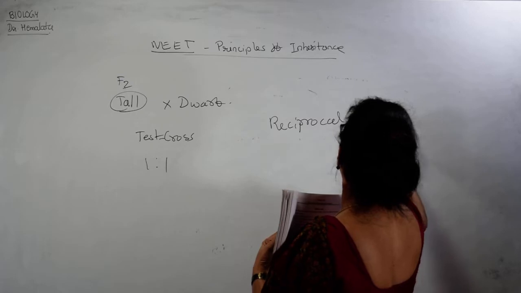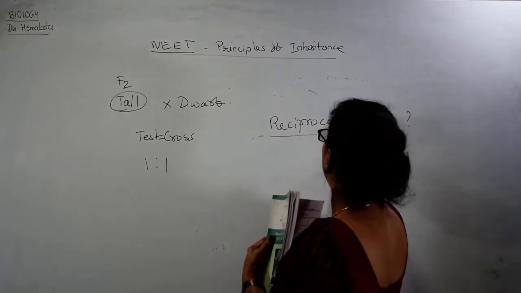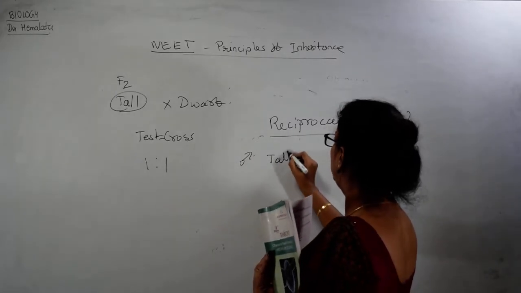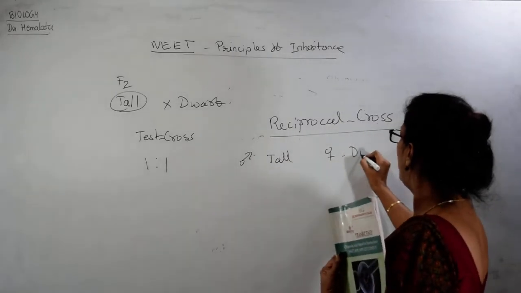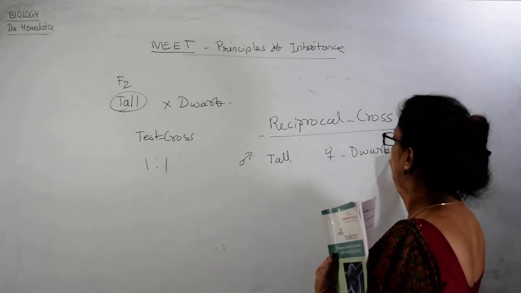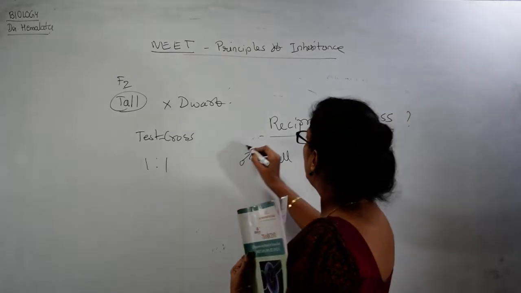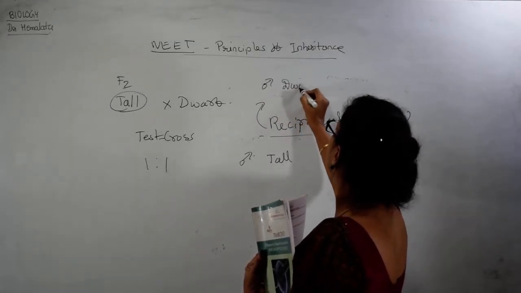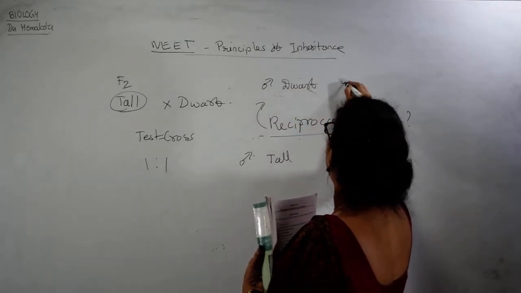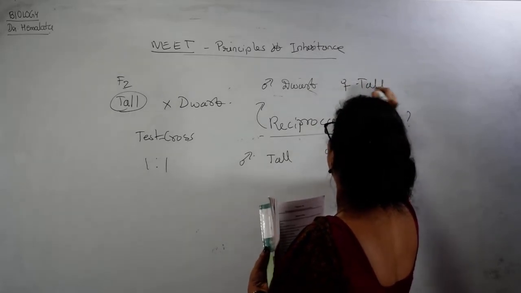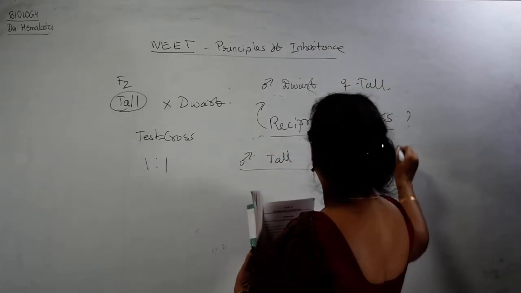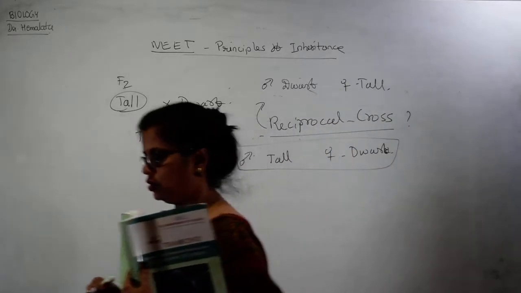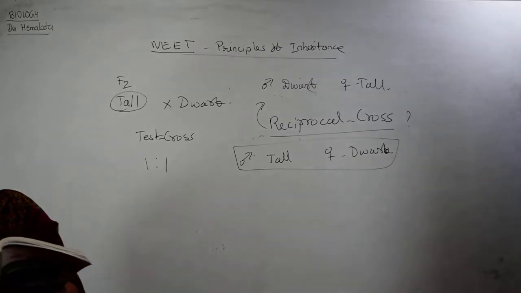Reciprocal cross, most of the students will be having doubt. What is this reciprocal cross? If you take the male parent as tall plant and female parent as dwarf plant, this is the first cross. This is a normal cross. In reciprocal cross, we take the male parent as dwarf and female parent as tall. This is the reciprocal. This is a normal cross. If you take the change in sex, it is called the reciprocal cross. Right? So that's why reciprocal cross also is given.